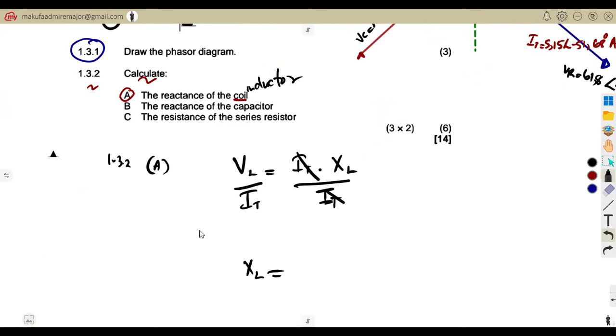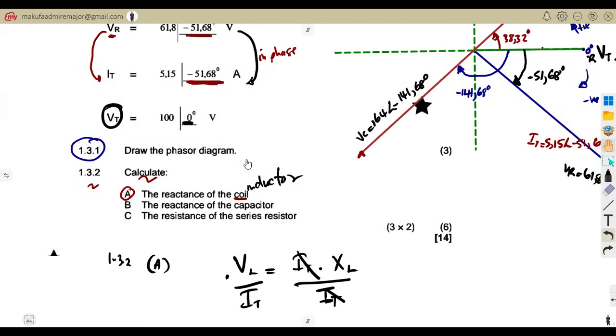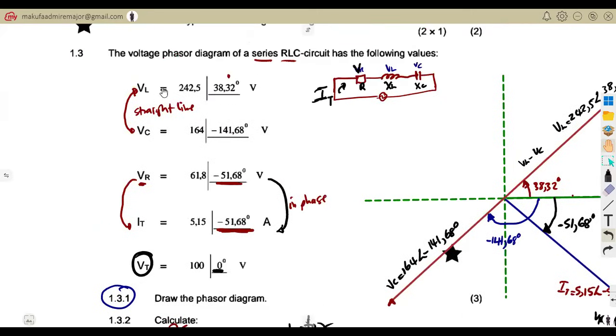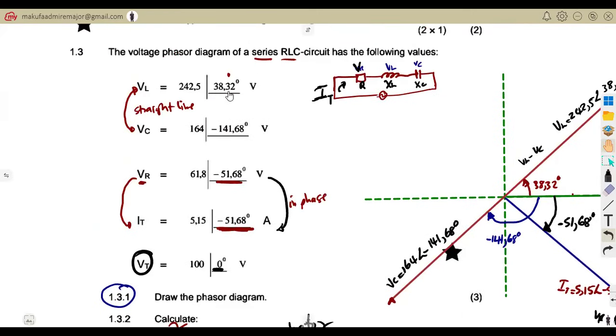Just like that. So we have this. What is our total voltage? I mean, the voltage across the inductor, our VL. As we are given from this part, that is 242.5 at an angle of 38.32.